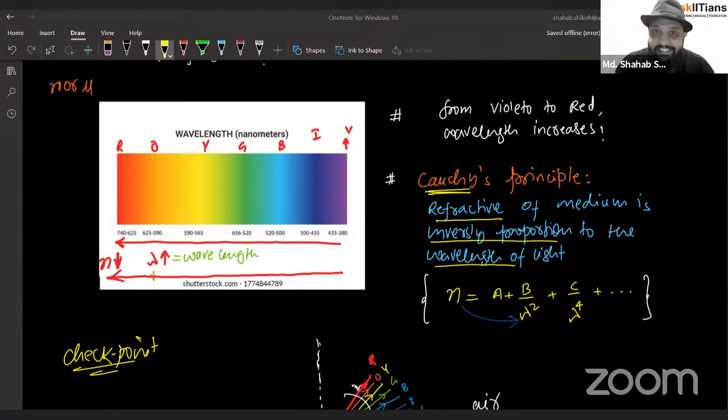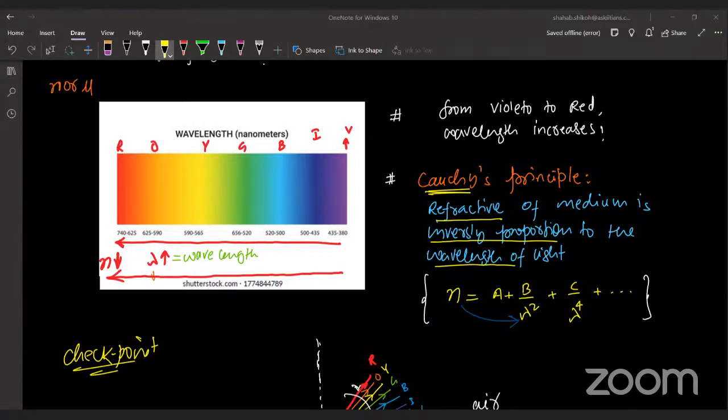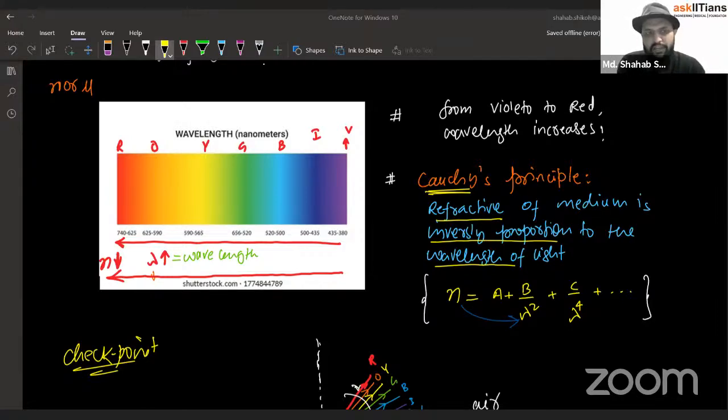And interestingly, the average refractive index is close to the refractive index of yellow color, because yellow is somewhere the average of all. Do you understand it? What is 1.5? Average, and the average is close to the refractive index of yellow.